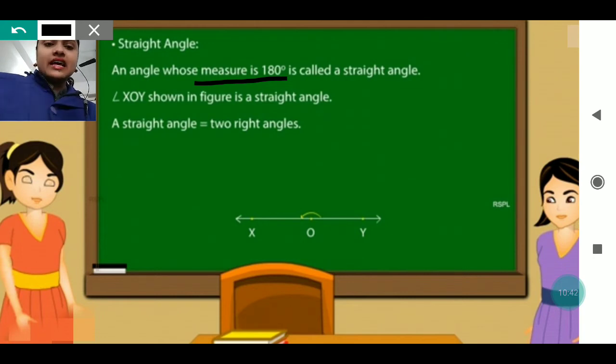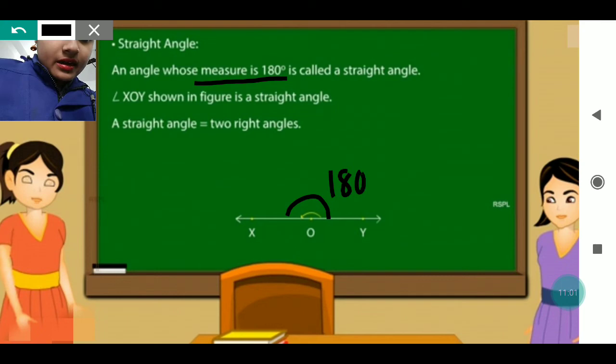straight angle. Like you can see, x and y are points on this ray which is given here, and in the middle it is given O. So from x to y there is O. The O is joining x and y together in the middle. When you measure this angle, you will get the measurement as 180 degrees. That 180 degrees denotes that this angle measurement is 180 degrees. It means it is a straight angle.